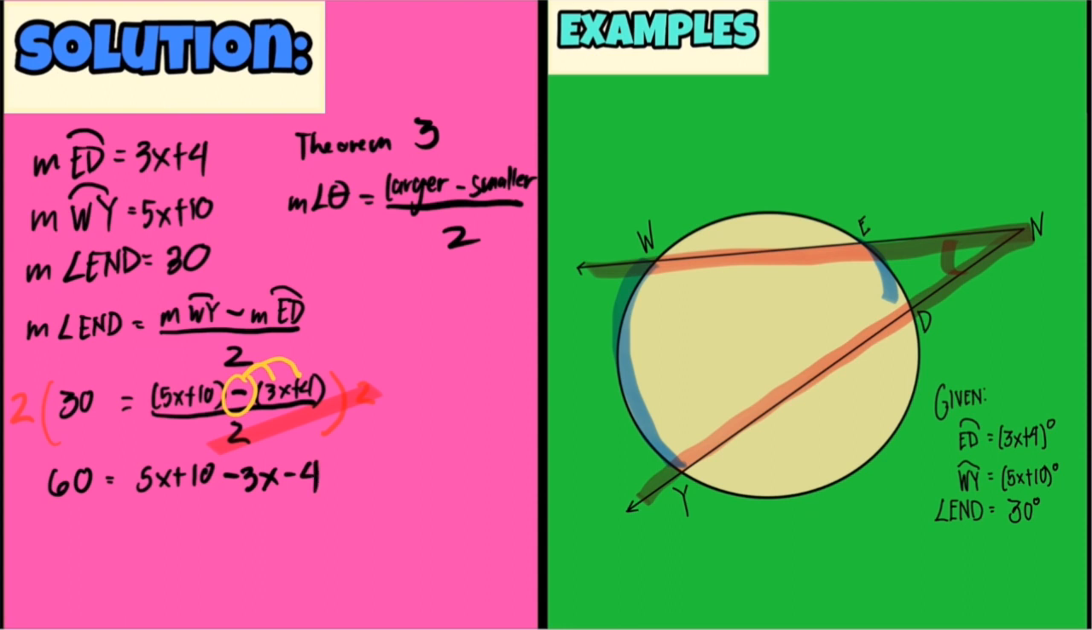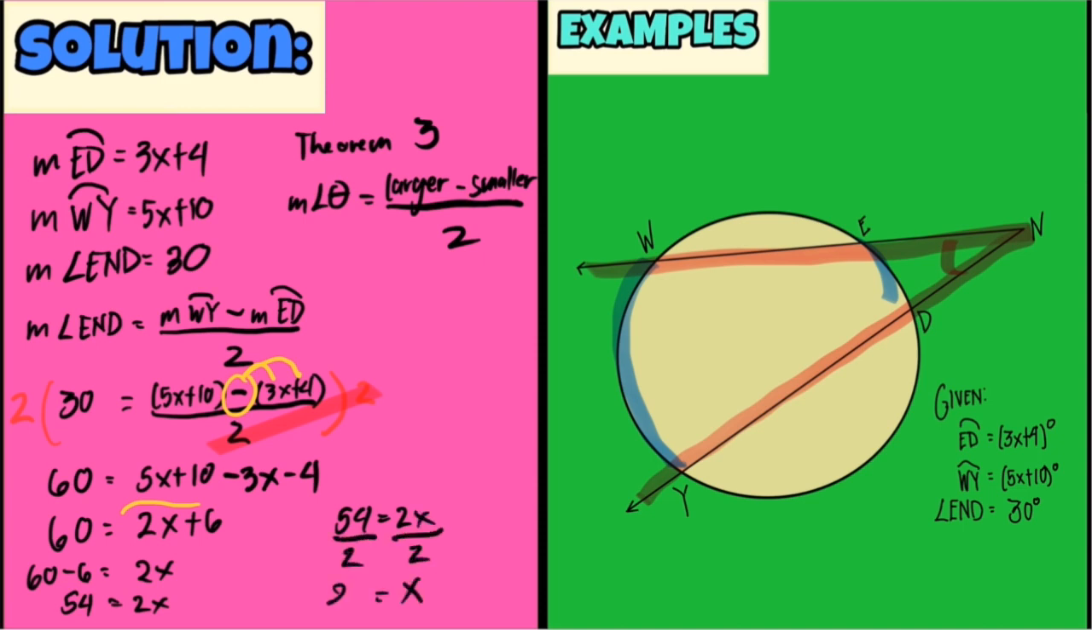Okay? After that, let's simplify. So I'll have 60 is equal to 5x minus 3x. That will give us 2x. 10 minus 4 will give us positive 6. And to isolate the variable, let us transpose 6 to the other side. We'll have 60 minus 6 is equal to 2x. Therefore, we'll have 54 is equal to 2x. And if you continue here, divide both by 2. Our x is equal to 27. So we have our first answer.